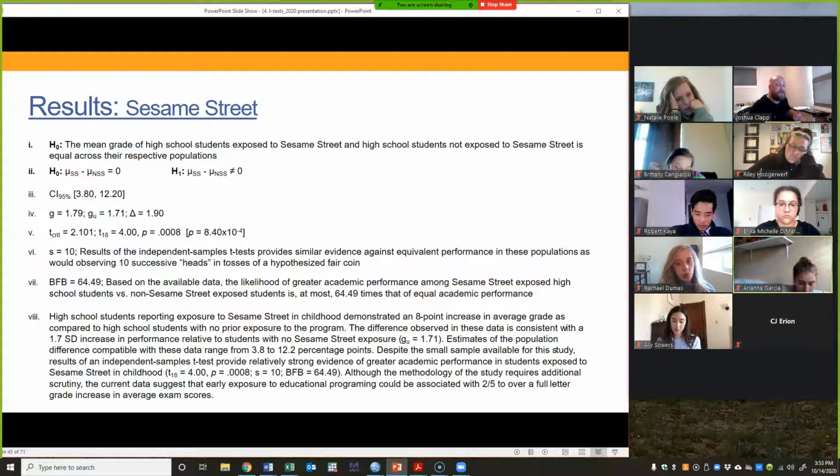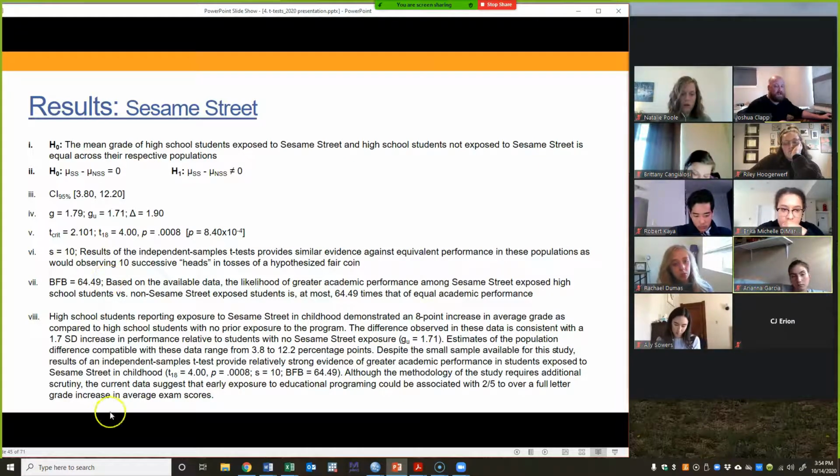The difference observed in these data is consistent with a 1.7 standard deviation increase in performance relative to students with no exposure. Estimates of the population difference compatible with these data range from anywhere from 3.8 to 12.2 percentage points. Despite the small sample available for the study, results of an independent sample t-test provide relatively strong evidence of greater academic performance in students exposed to Sesame Street in childhood. Listing out all of this, right? This is where CJ is talking about making sure that your interpretations are pulling in those statistics.